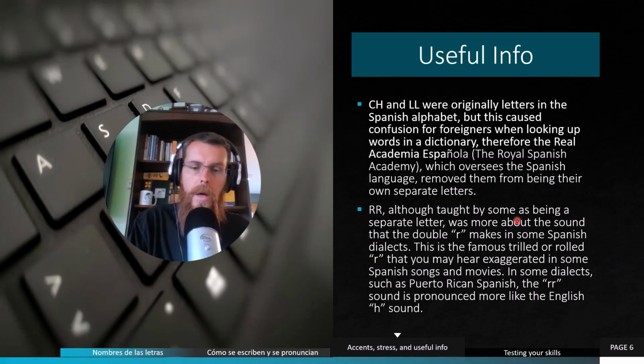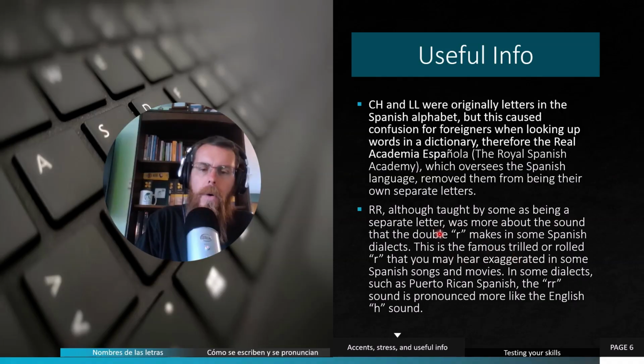So double R, although it's not its own letter, it still has a name, and it makes the trill sound. What happens with the double R is that in some places, for example, Puerto Rico, the double R is pronounced more like an H, and the single R is pronounced more like an L. So mujer would be mujer, and then Rico, Puerto Rico. This happens mainly in the Caribbean. It also can happen in the Dominican Republic.